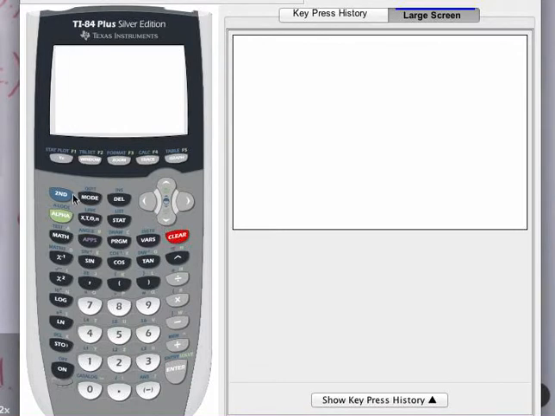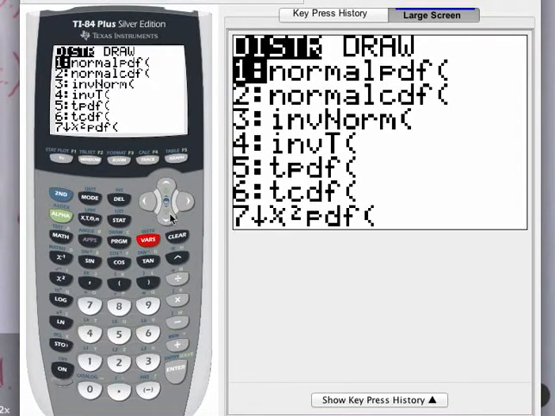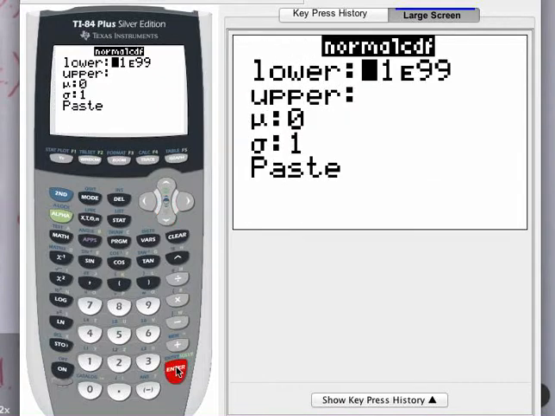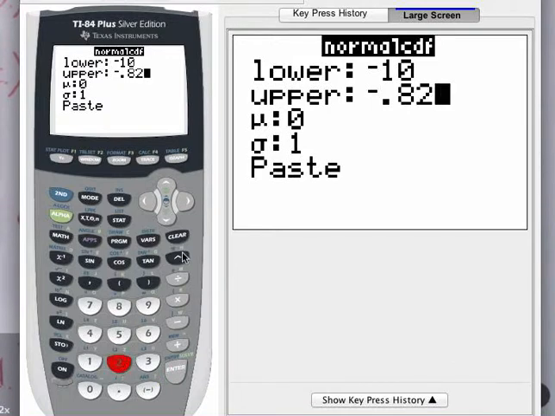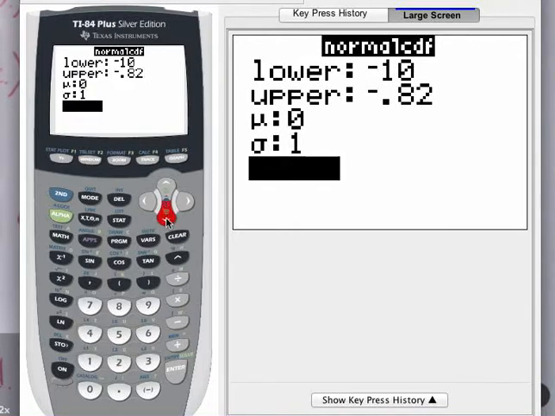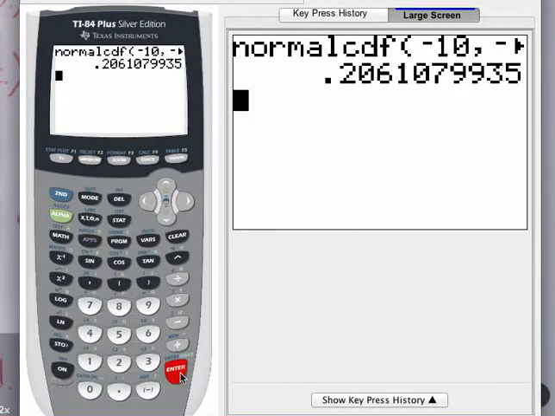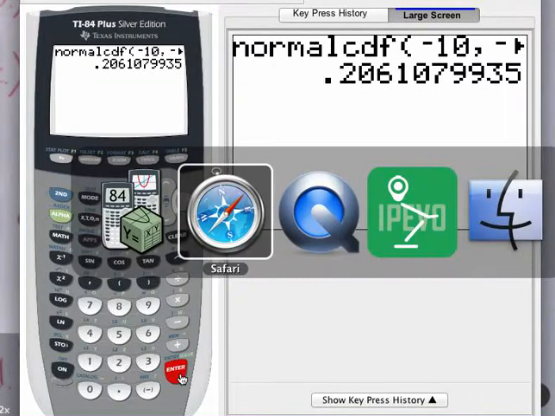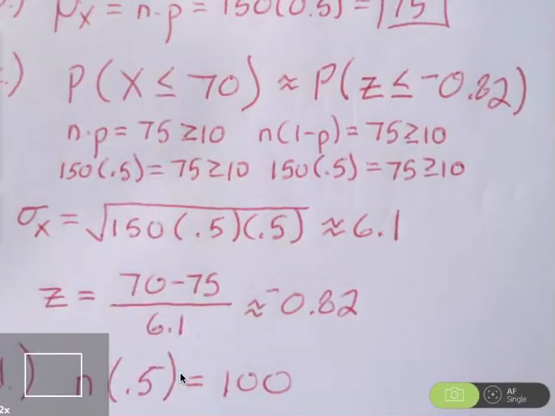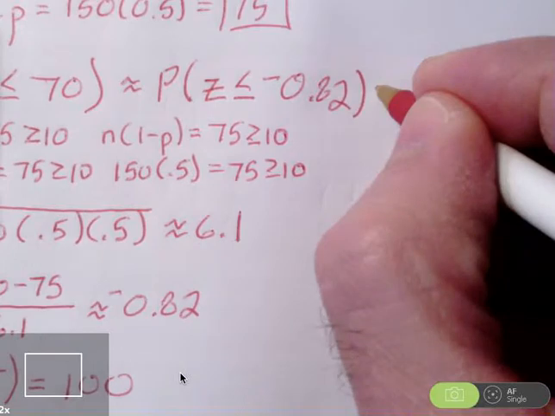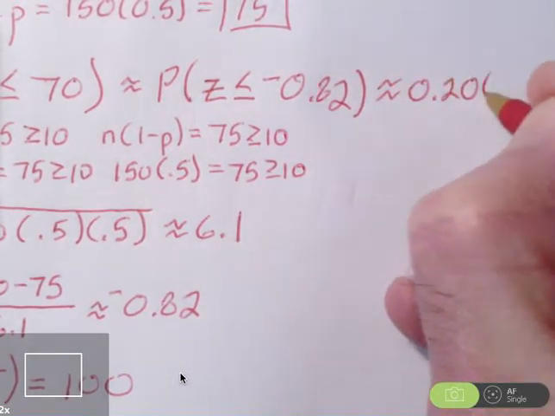So we'll hit second variables. Normal CDF is the second command. There it is. So in this case, I don't have a lower boundary, so I'm going to specify negative 10 because the z-score that I calculated is my upper boundary, the negative 0.82. I don't want to go above 70. I don't want to go above that z-score of negative 0.82. There's my mean and standard deviation I don't need to mess with. So there we go. The likelihood is about 0.206. So we'll go back and write that down. That's the likelihood using the normal approximation, 0.206.